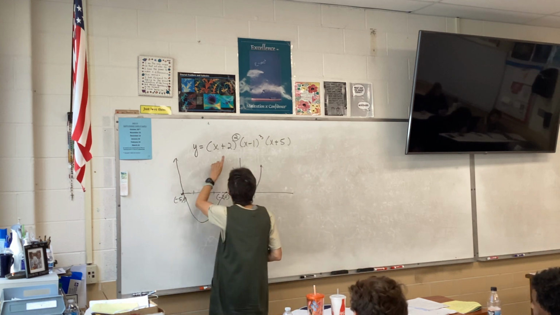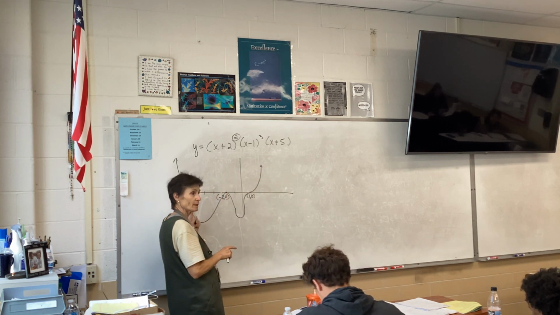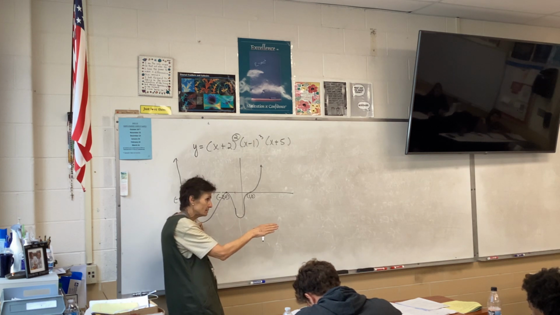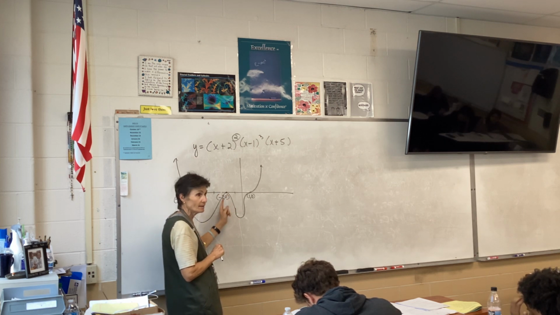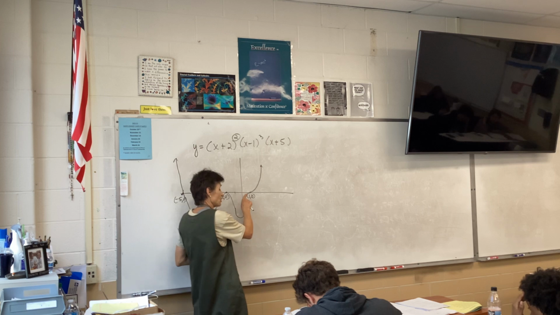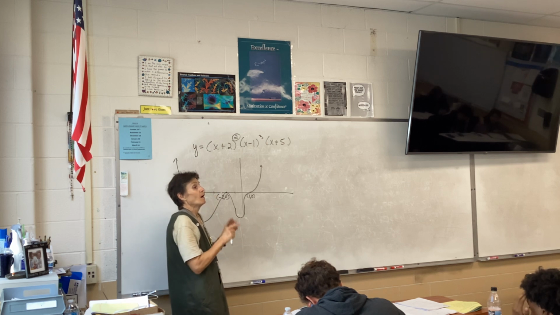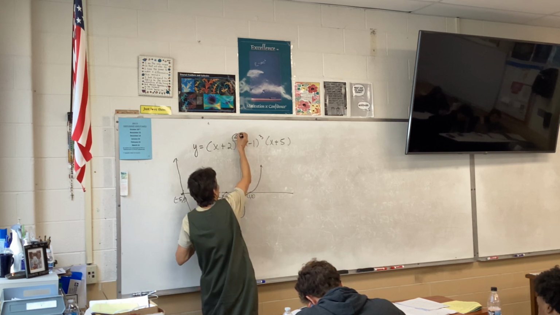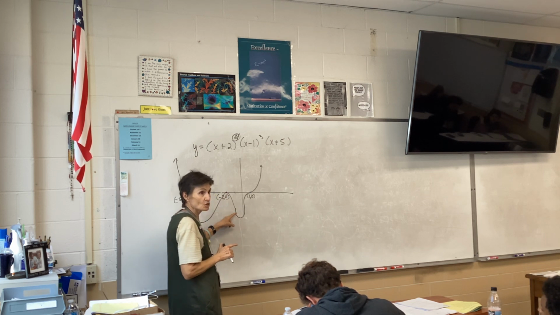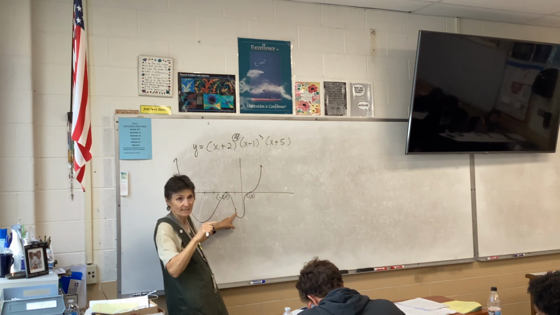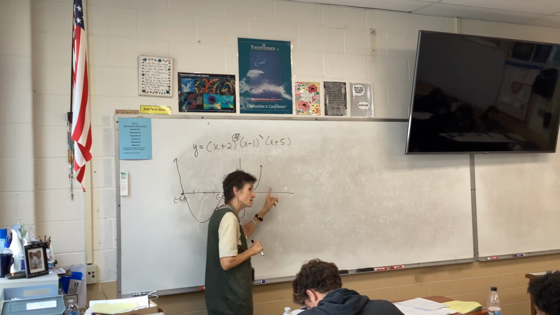Notice that when the factor is not squared, cubed, or anything, you just pass straight through it, just like a line. When it's squared, you bounce off of it, just like a parabola. And when it's cubed, you squiggle through it, just like a cube. So let's say I made this a 4. All evens are going to behave the same way. So if it's an even factor, x to the 4th, x to the 6th, it's going to behave like a parabola. An odd factor is going to behave like a squiggle.